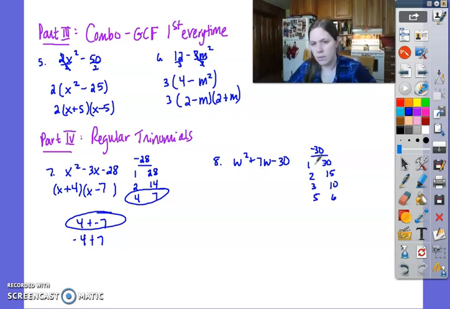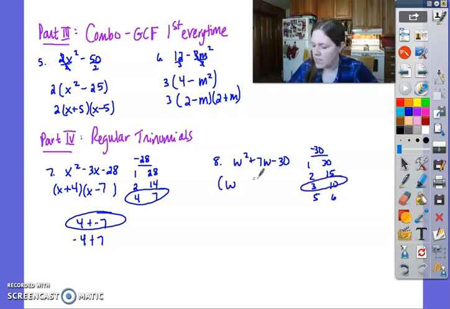Well, 1 and 30 would give me 31 or 29 if I toss a negative in there. 2 and 15 would either be a total of 17 or a total of 13 or negative 13, so that doesn't work. 3 and 10 combined to give me 13, or if I put a negative in, that would be 7. Oh, look at that.